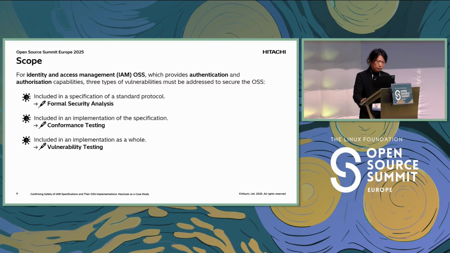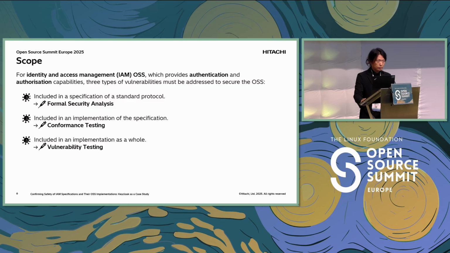In order to identify those vulnerabilities, we can take the following three measures respectively: conducting formal security analysis for the first type of vulnerability, running conformance testing to identify the second type of vulnerability, and running vulnerability testing to identify the third type of vulnerability.